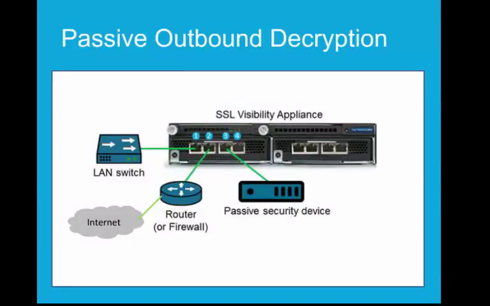In a passive inline deployment, the SSL visibility appliance is connected to the network as a bump in the wire, which means it is not an active device itself. It is unnoticed by other devices. The security device connected to it is passive, so it will only report malicious traffic, but will not act on it directly. The SSLV appliance decrypts the SSL traffic and sends it to the security device.